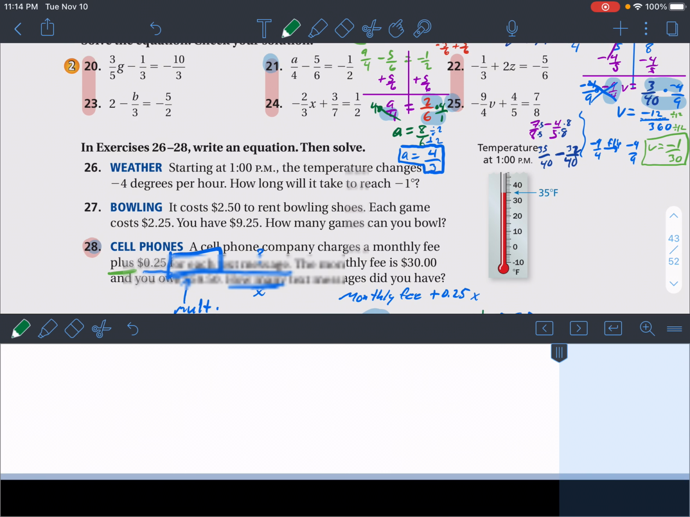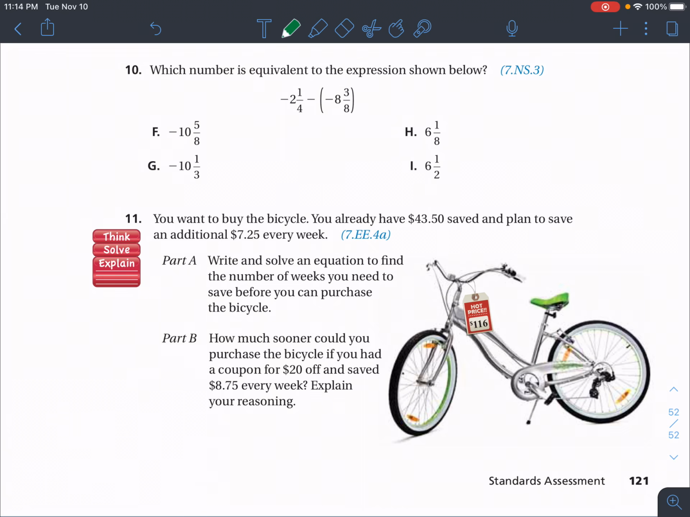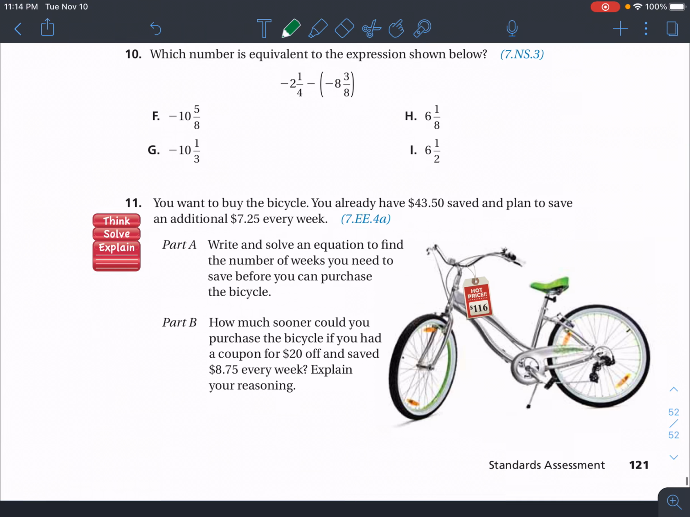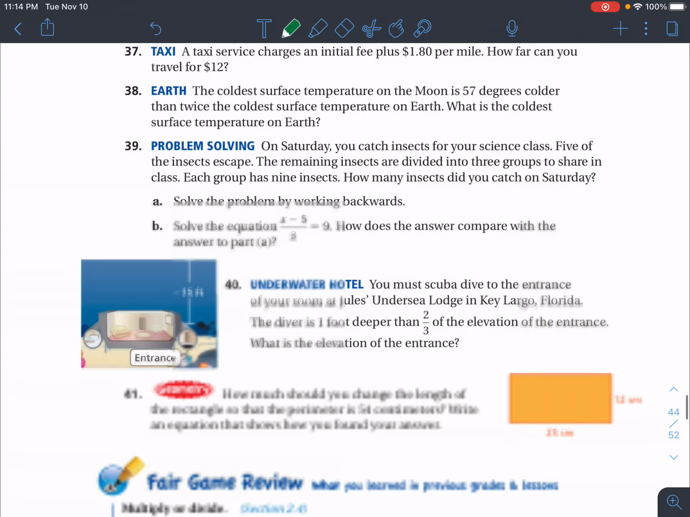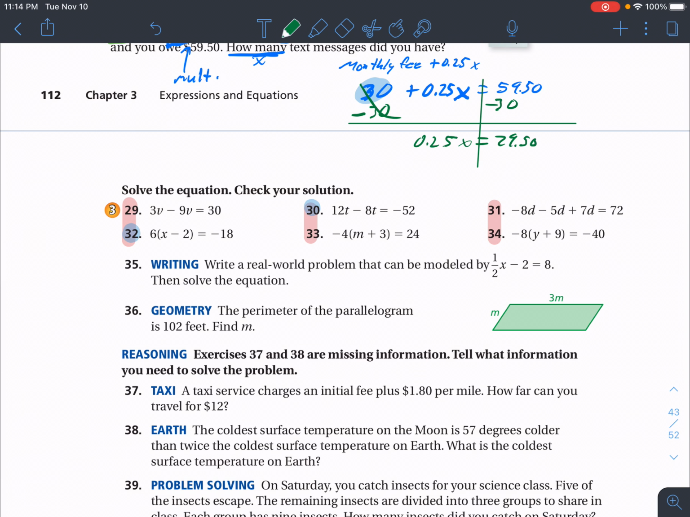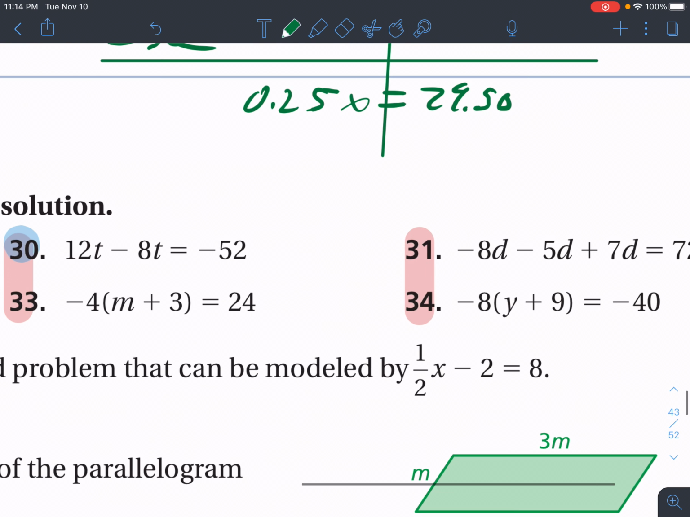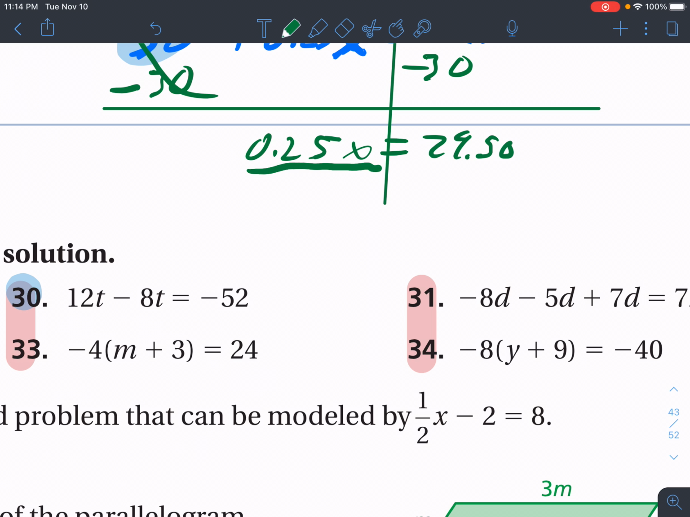Now I've got to do some division. Unfortunately, it's a big number, so I'm going to have to use the calculator on this one. I'm going to divide both sides by 0.25. Now 29.50 divided by 0.25 gets me x equals 118.